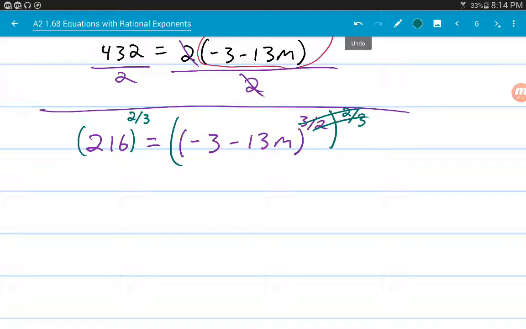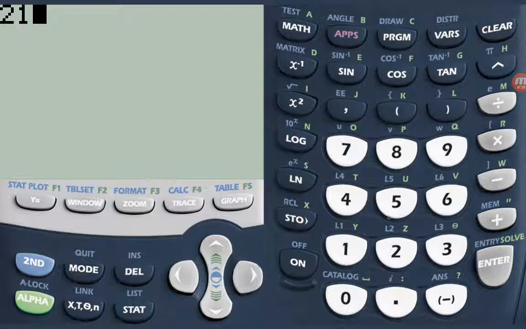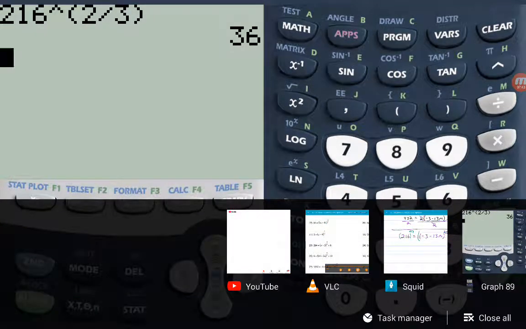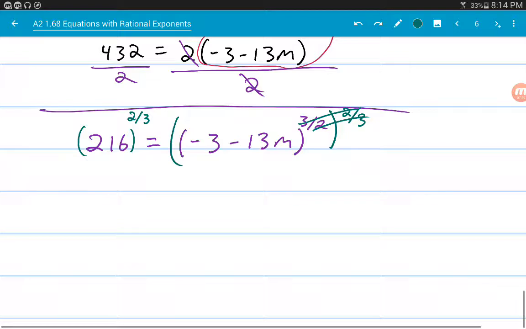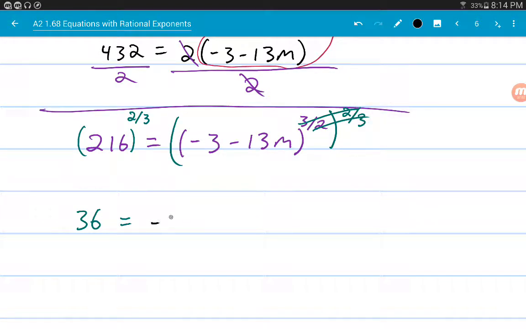Now I still have some steps left. But on the left side, I want to process this. My calculator will handle this. 216 raised to the 2/3 power. And enter. So that's equal to 36. 36 is equal to negative 3 minus 13m.